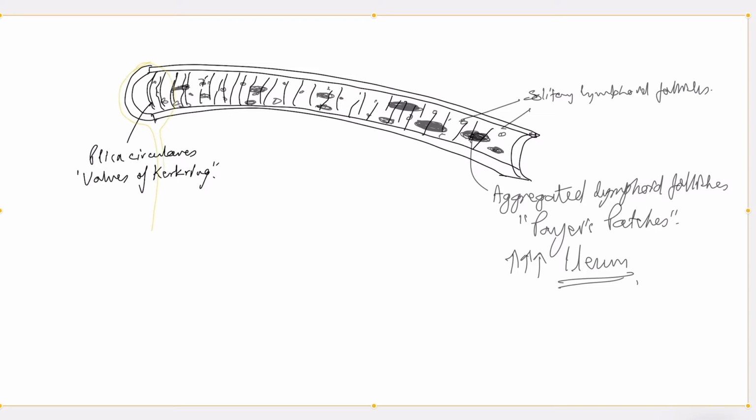This is a mesentery which encloses this length of the small intestine. This is the mesentery through which this loop of intestine is suspended, and in its root there will be the superior mesenteric artery and superior mesenteric vein.